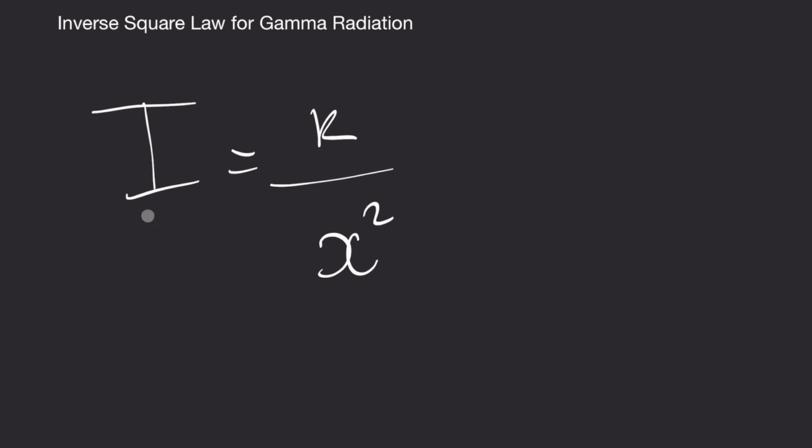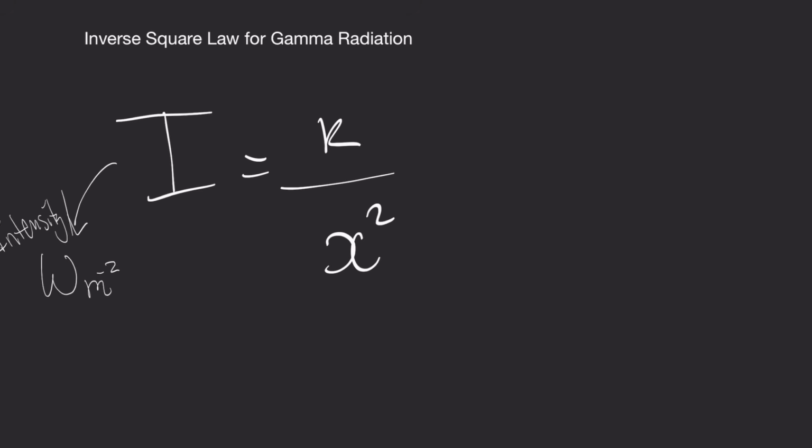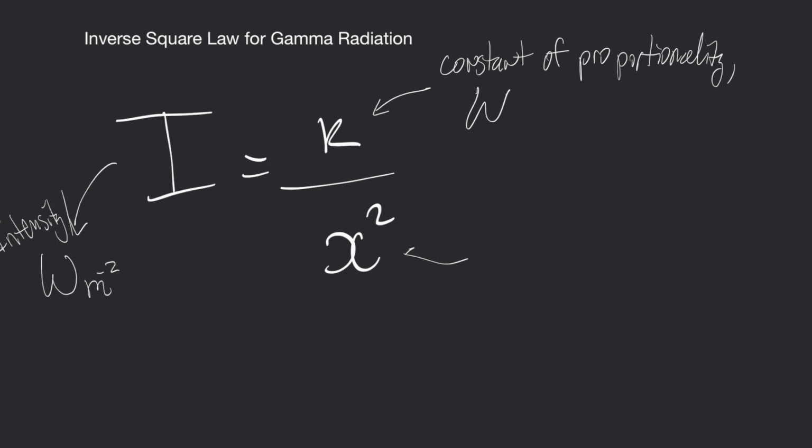On the left-hand side of the equation, we have intensity. This is simply the power per meter squared, and hence it is measured in watts per meter squared. K will be a constant of proportionality, which will have units of watts, and in reality will simply be the power of the source. And finally, x is the distance to the source measured just in meters.